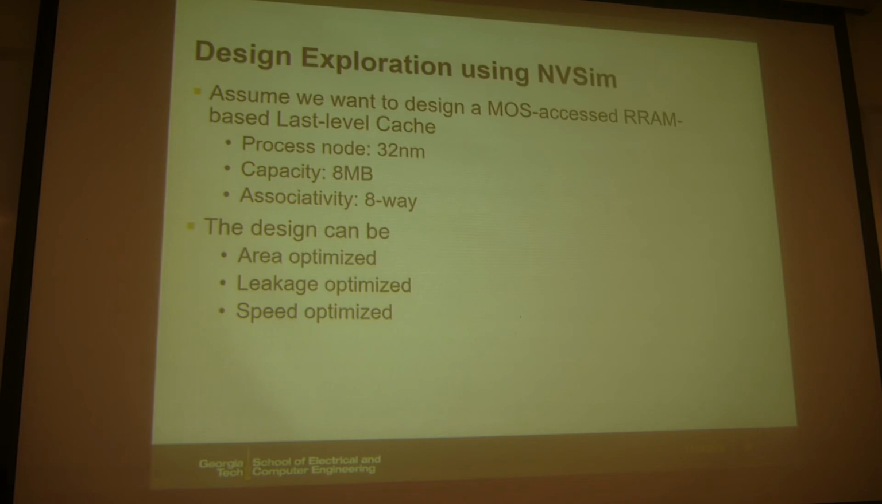So if you use this NVSim, you can do this practice. For example, your goal here is to design a MOS-accessed RAM, basically 1T1R RAM, for the last level cache. This is your design goal. You want to design this at 32 nanometer, and your total capacity is 8 megabytes for this cache. Then you can have different design targets, and you will end up with different design options here. You can optimize the design for area, latency, or leakage.